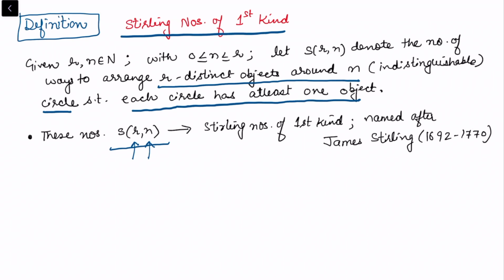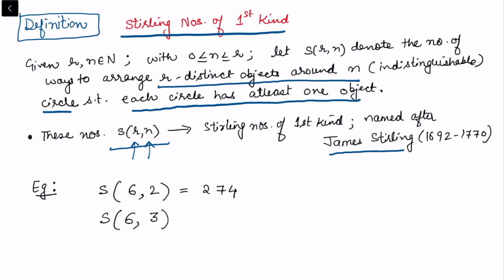Stirling numbers of the first kind are named after James Stirling. Now, as we saw in the last example, we were considering 6 people and there were 2 round tables. So this number we calculated as 274, in part 1 of the problem. And if we consider 6 people on 3 round tables, this number is 225.